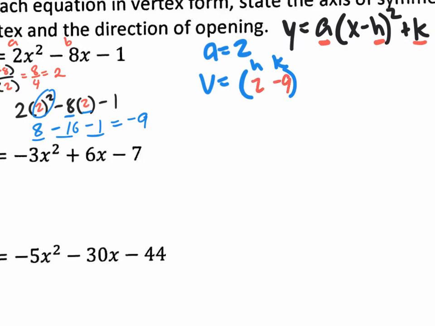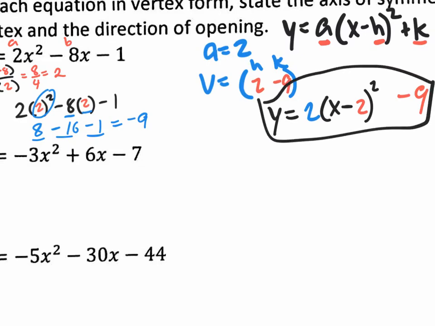So let's now just plug it all in to get our vertex form equation. Y equals a, we said that was 2. Open up some parentheses. X minus h, we said the h value is 2 also. Close parentheses squared plus k, which happens to be a negative 9. So instead of plus negative 9, I'm sure on the multiple choice answer, it'll just say minus 9 at the very end. So there's your vertex form equation right there.